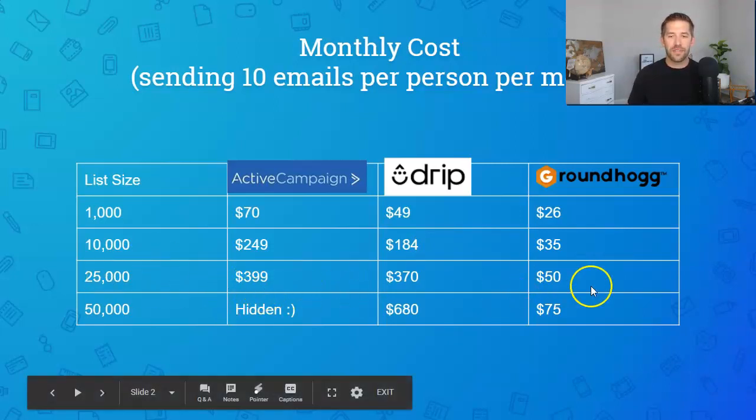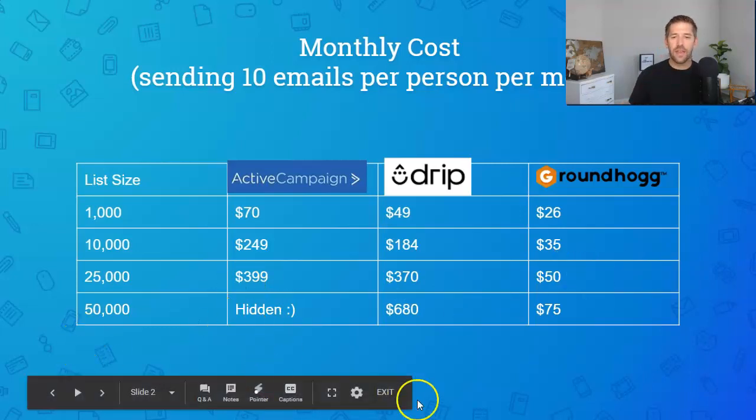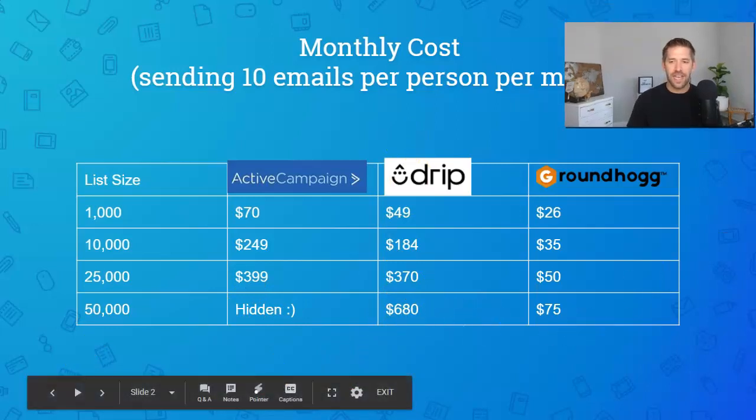At 25,000, again, the numbers get even more ridiculous. About $400 for ActiveCampaign, $370 for Drip, and $50 for Groundhogg. And at 50,000, they don't even show you the price in ActiveCampaign, which is not a good sign. Drip is almost $700, and Groundhogg is just at $75.